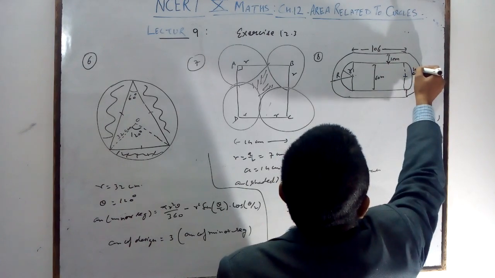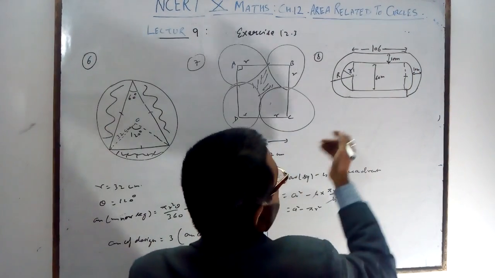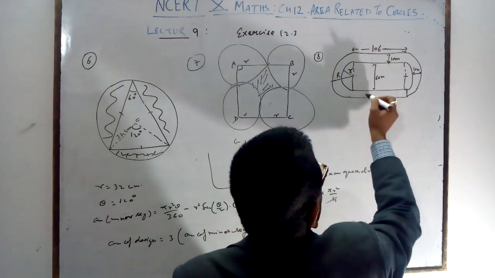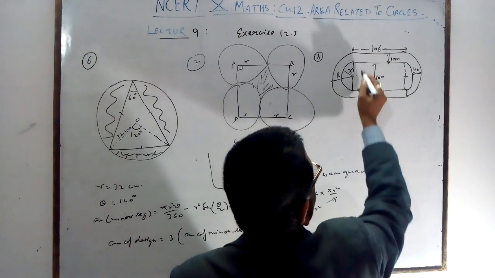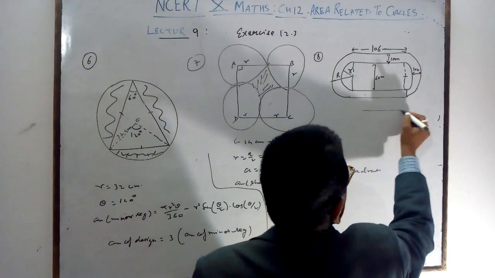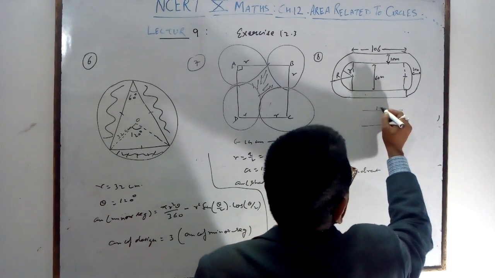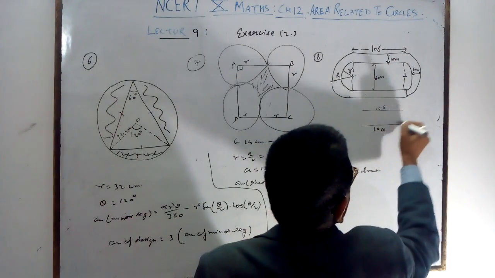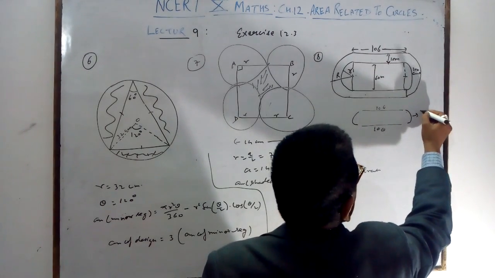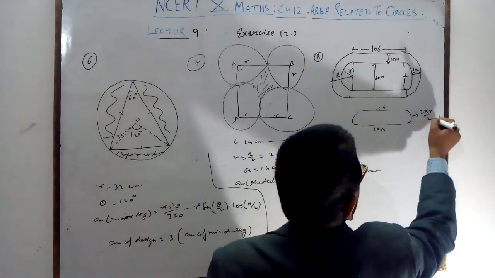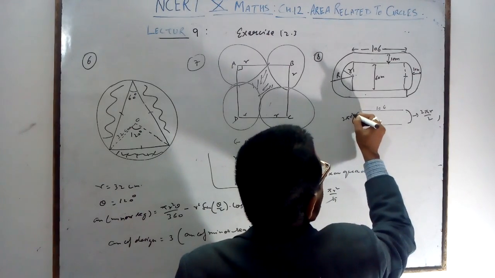So there are 1, 2, 3, 4 parts. Two are rectangles. For the inner edge you only want this 106, 106, and one semicircular part here, one part there. It is 2 pi r by 2, the circumference of a semicircle.